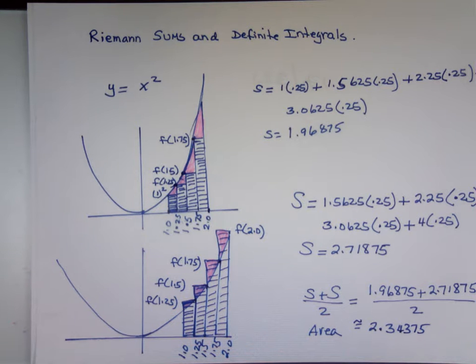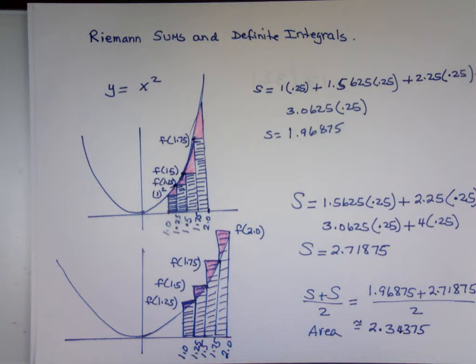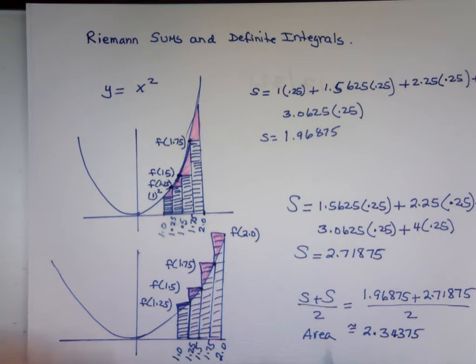Now, some people said, why not treat this as a trapezoid? You know what a trapezoid is? You connect these points with a straight line. And there is actually a method like that. It's called the Trapezoid Method. Our book doesn't discuss that. Instead of doing lower and upper sum, we connect the 2 points here with a straight line, and we calculate the area of each trapezoid.